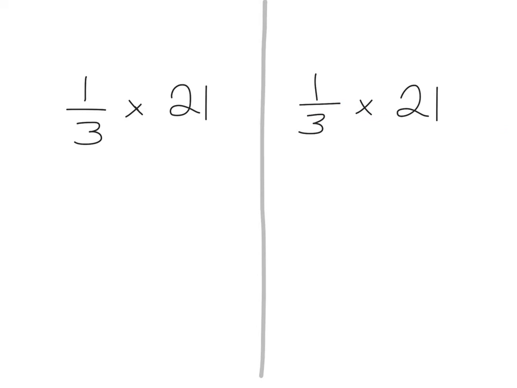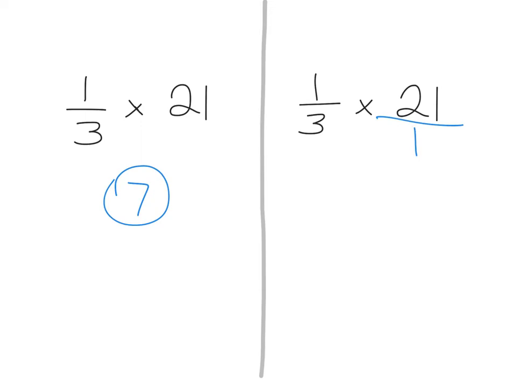Now we have 1/3 times 21. So if I want to solve this in my head, I just think what is 1/3 of 21? 1/3 of 21 is 7. Or on the right side, I can just multiply. So 1/3 times 21 is the same as 1/3 times 21 over 1.